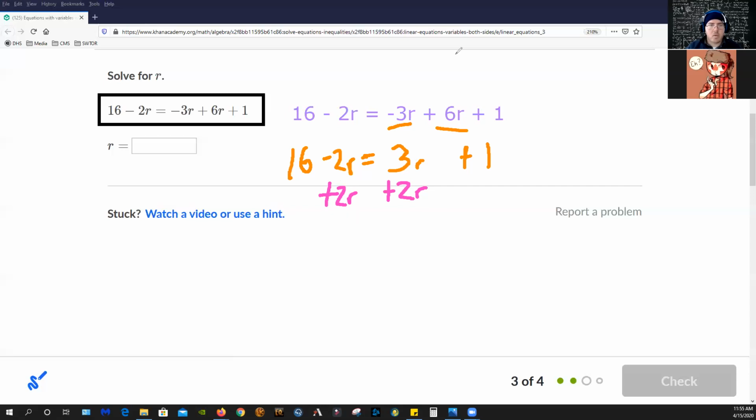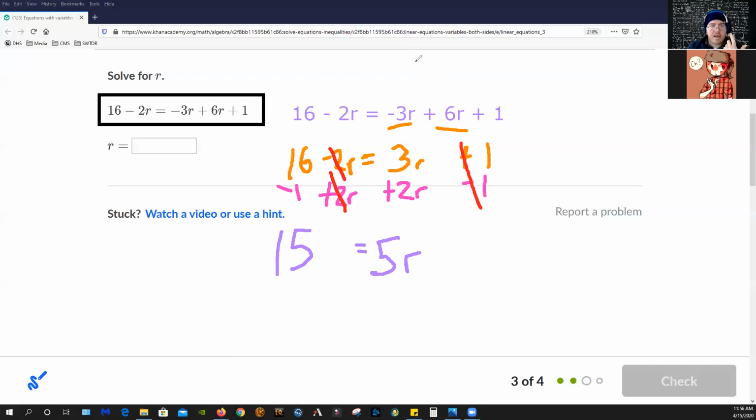But if I am canceling these two things out and moving all the r's to the right side, that means what I probably want to do is take away 1 from both sides and shift all my constants to the left side. So these go bye-bye. And what we end up with: 16 minus 1, I almost said 17, is definitely 15, plus 0 because these canceled. 3r plus 2r is 5r. And then 1 plus negative 1 is 0 again.